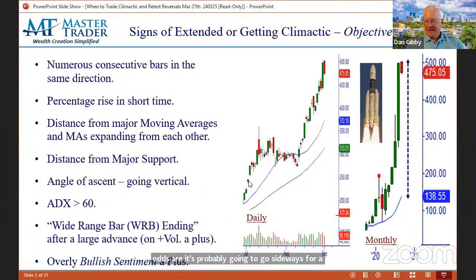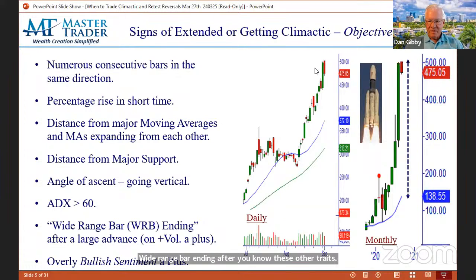The angle, which is kind of a derivative of how far from the 20 MA. Greg added this, ADX over 60, if you're wanting to put things into your scanning software, wide range bar ending after these other traits, overly bullish sentiment is a plus.